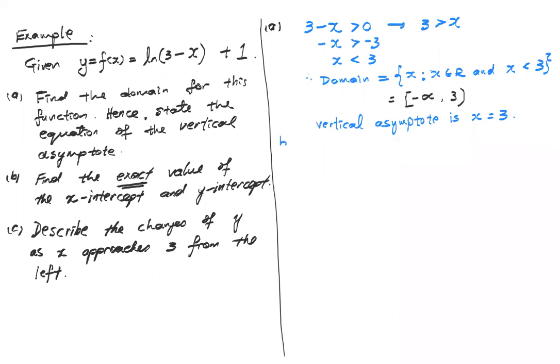Let's go to part B. Find the exact value of the x and the y intercept. Let's start with the x intercept. We put f(x) equal to 0. So I have ln(3 minus x) plus 1 equal to 0. So ln(3 minus x) is equal to negative 1. So what should I do for the next step?